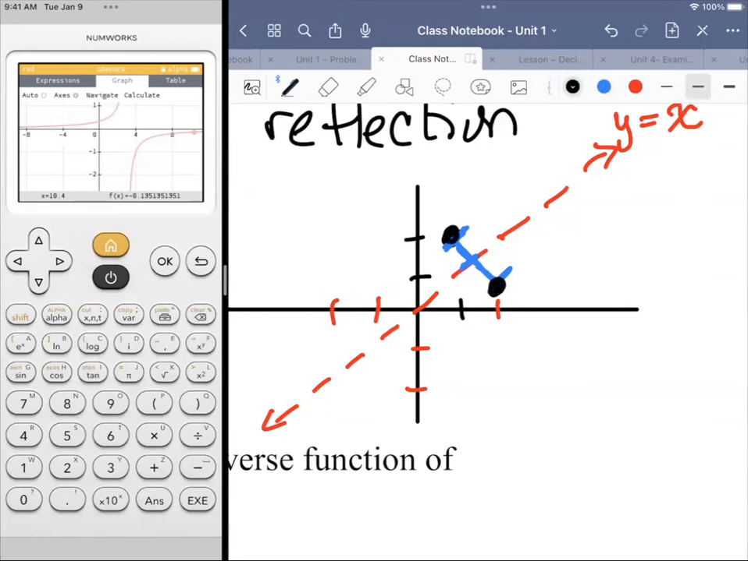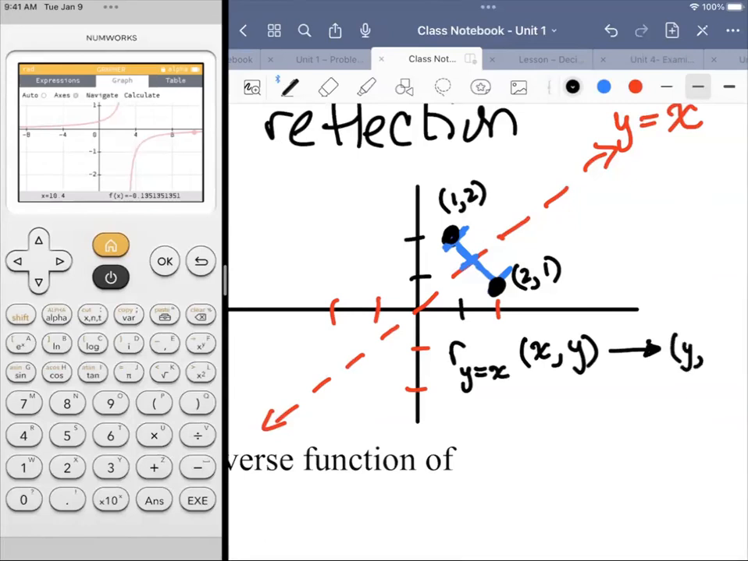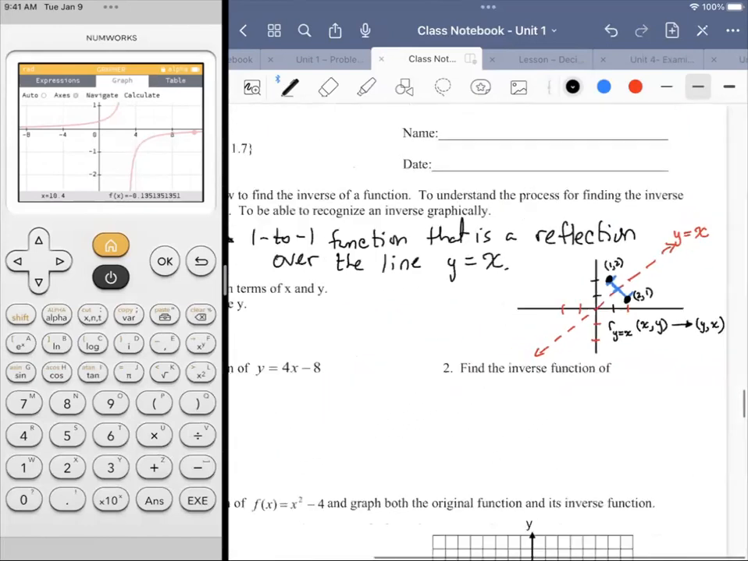So this point here is 1, 2. This point here is 2, 1. All right. So when you reflect over the line y equals x, you reverse the coordinates. X becomes y and y becomes x. So just notation wise, lowercase r for reflection over the line y equals x of any point x, y becomes y, x. All right.